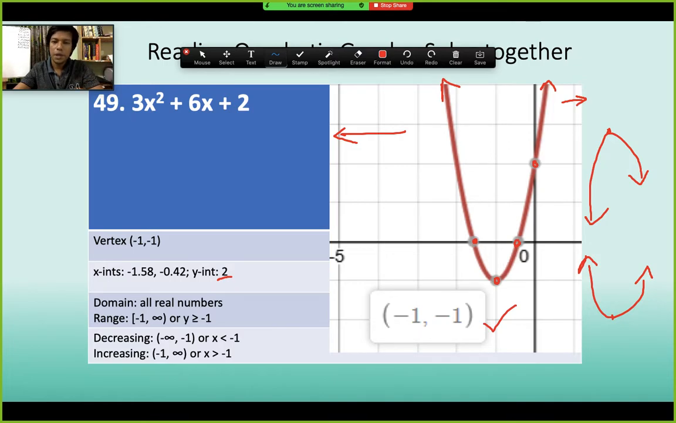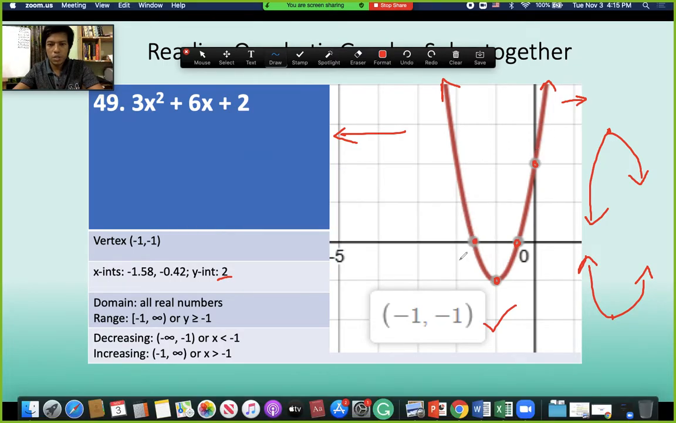Domain. And for the range, as you can see, this is the lowest value. The lowest value is here at -1. That means from -1 to plus infinity is the range. That means y is greater than or equal to -1. This is the range.